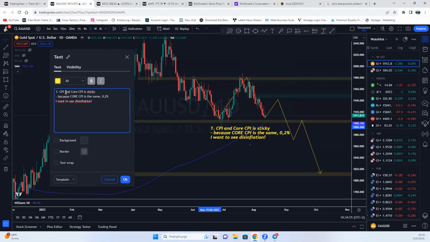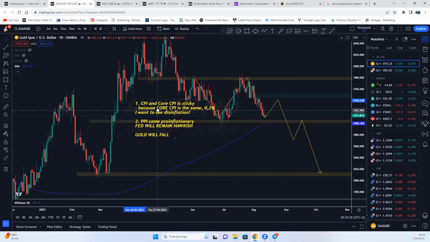So this is CPI. PPI came in pro-inflationary, okay? As it came in pro-inflationary, it means they are pushing the prices higher. So that tells me the Fed will also remain hawkish, and so gold will fall, okay? I don't know what news we have next week, but what we are doing is continuing the fundamental trades of looking for shorts on gold.